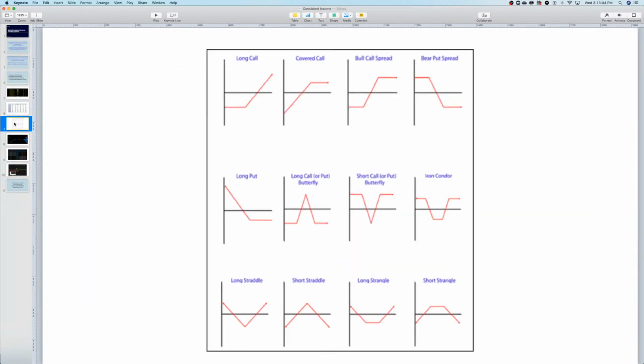So the strategies we use are the ones that you see all the time. We don't really trade the most basic long call or long put. But we trade what are called multi-leg strategies, like a butterfly or a condor or a straddle or a strangle, or just a simple spread.